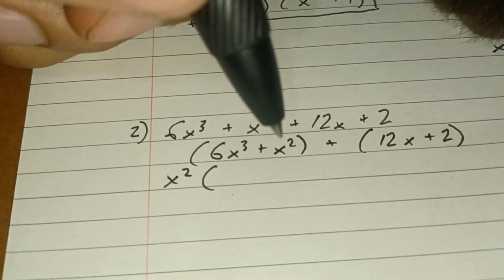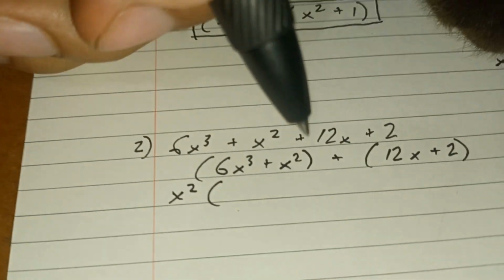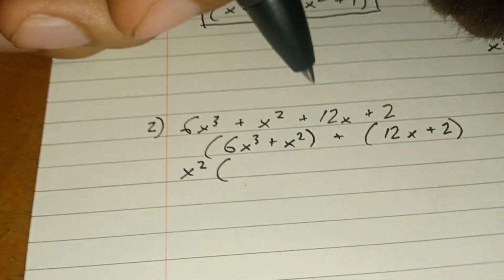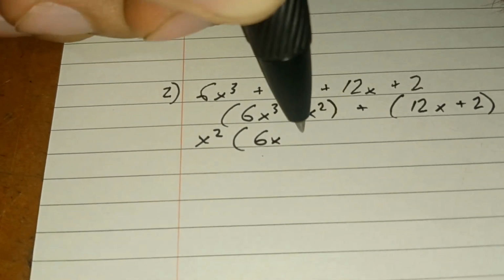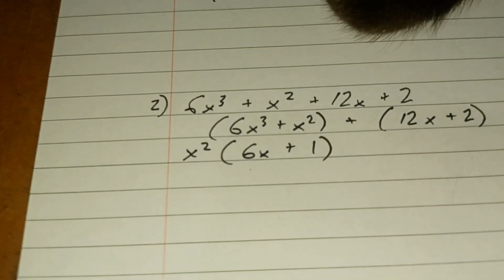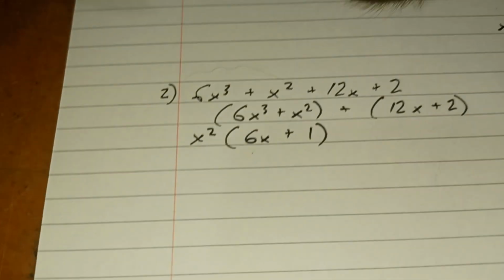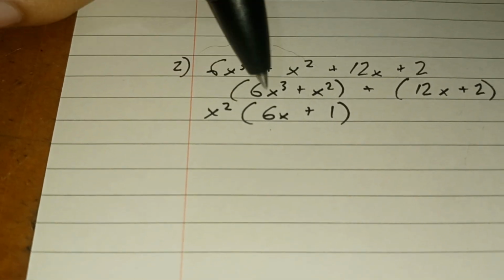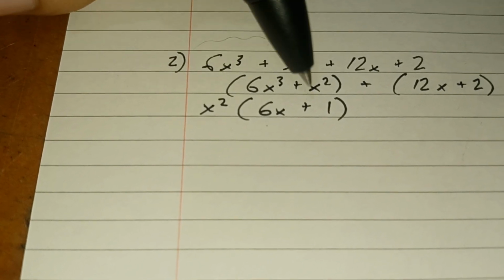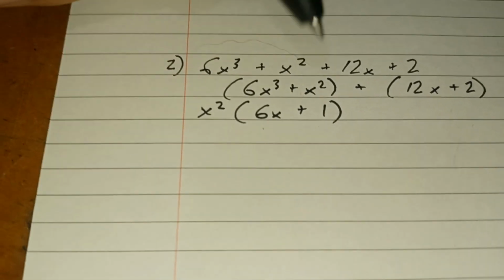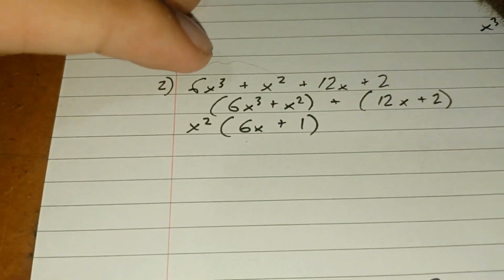When we take out x squared from 6x cubed plus x squared, we have 6x plus 1. Why? Because when we use the distributive property, we multiply x squared by 6x to get 6x cubed, and we multiply x squared by 1 to get x squared. So that is what we do.